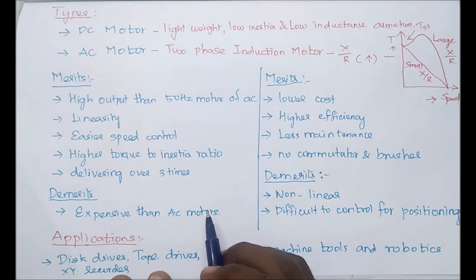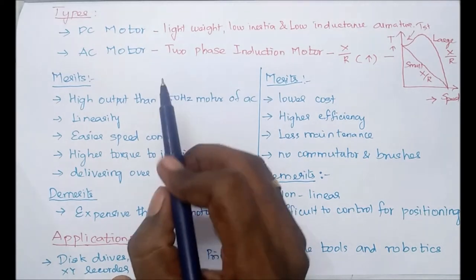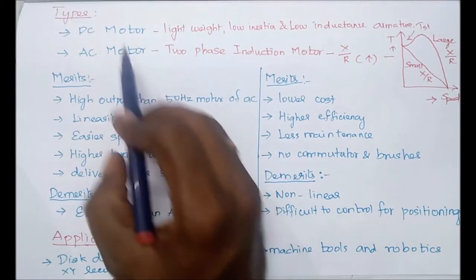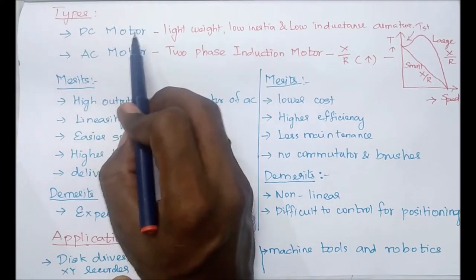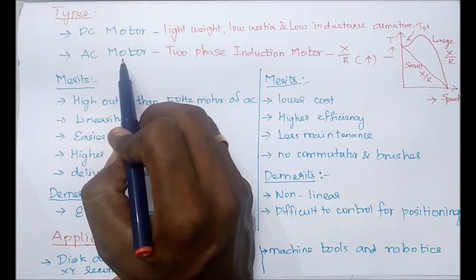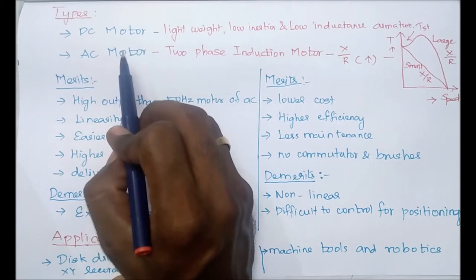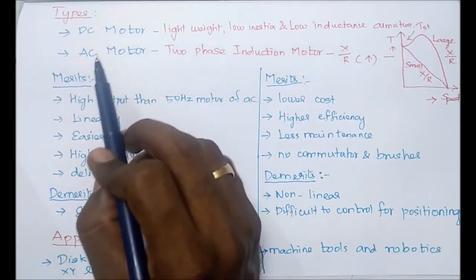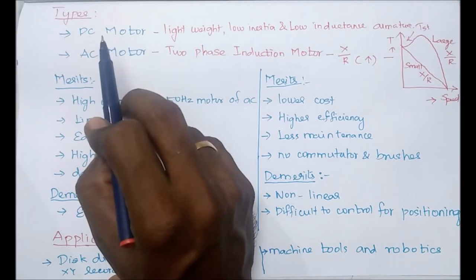Next, types of servo motors. Basically, depending upon the nature of supply, there are two types. One is DC motor, another one is AC motor. We know basic electrical AC and DC motors and their types. So what is the difference between DC motor and DC servo motor?